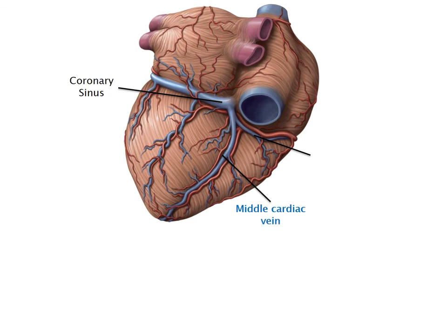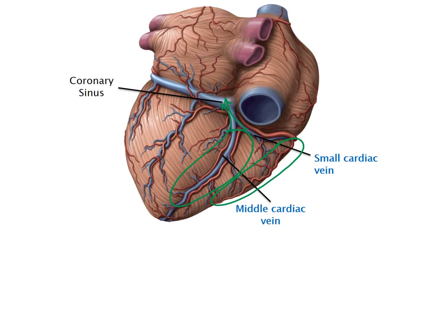The middle cardiac vein accompanies the posterior interventricular artery within the posterior interventricular groove, or sulcus. And the small cardiac vein courses in close proximity to the marginal artery, which supplies the right heart margin. Notice how both the middle cardiac vein and the small cardiac vein drain into the coronary sinus, which drains directly into the right atrium. So how can you remember which arteries are paired with which veins?